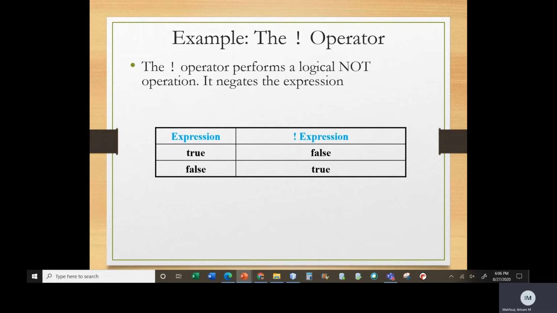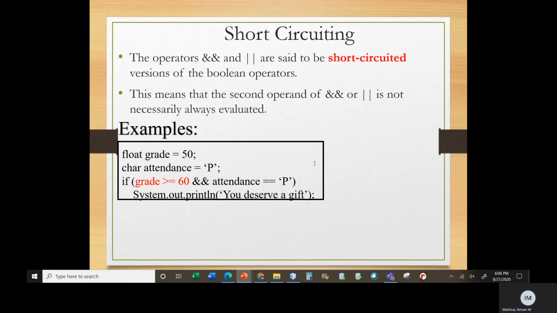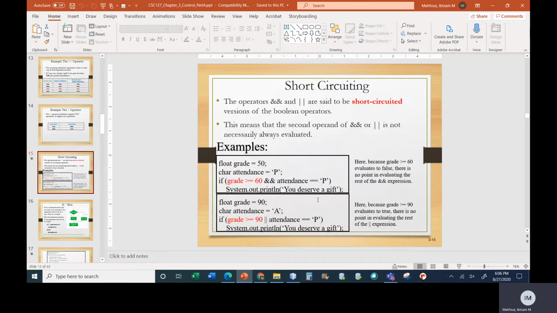The exclamation mark just goes in front of an expression and negates it. So if you have something that's true, it makes it false. If it's false, it makes it true. Let's see an example before we talk about short circuiting.